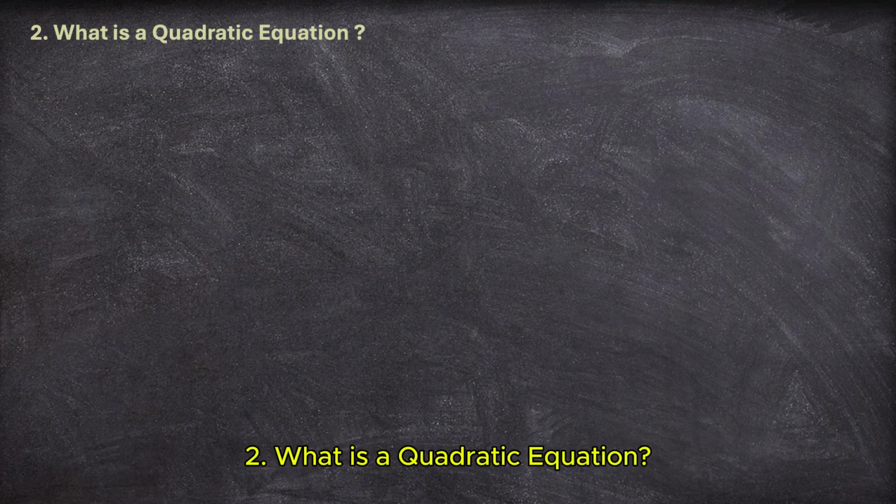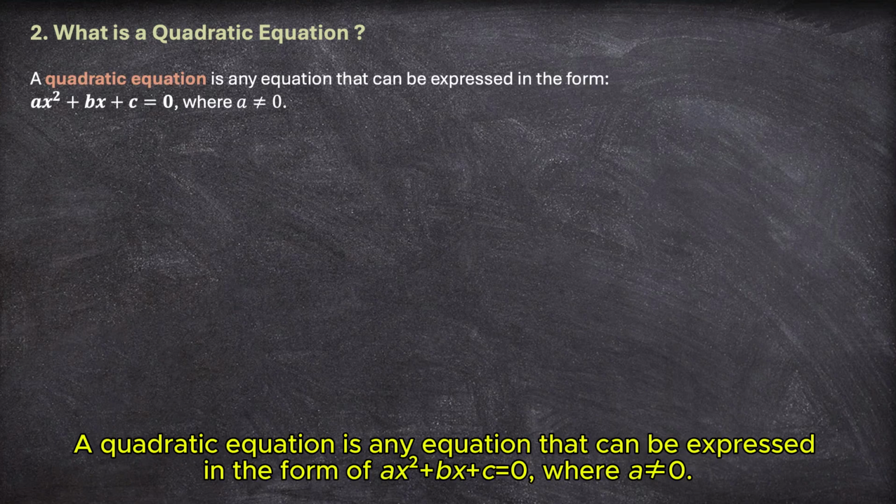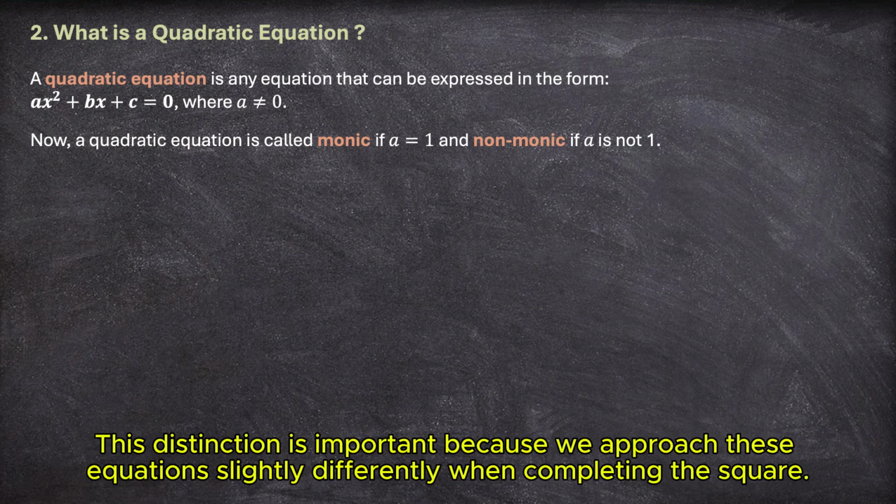2. What is a quadratic equation? Let's quickly review what a quadratic equation is. A quadratic equation is any equation that can be expressed in the form of ax squared plus bx plus c equals 0, where a is not 0. Now, a quadratic equation is called monic if a equals 1 and non-monic if a is not 1. This distinction is important because we approach these equations slightly differently when completing the square.